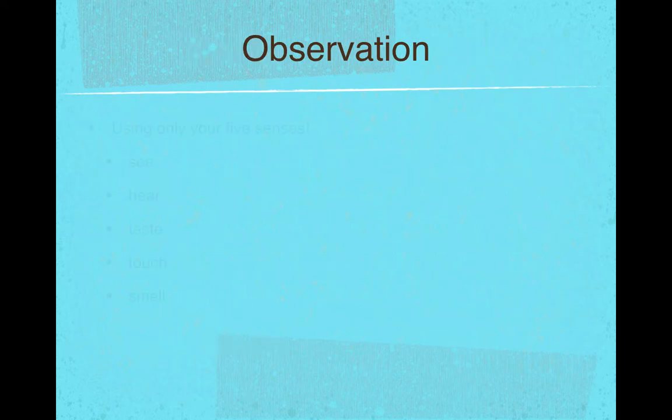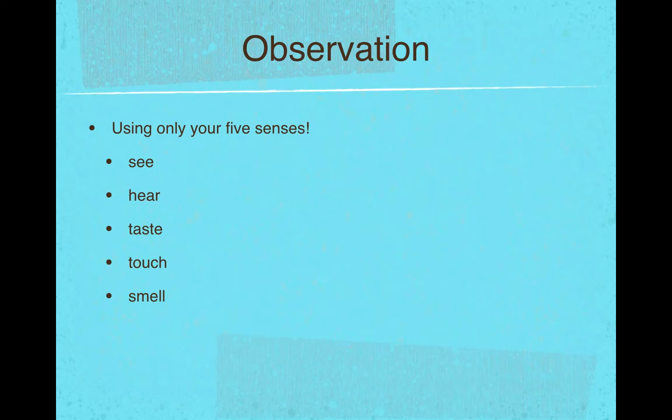Okay. Observations. This is simply using your 5 senses that you learned way back in kindergarten to observe the item or the phenomenon. So you can see, you can hear, you can taste, you can touch, and you can smell. Most of the time, we are not going to taste in lab, so please do not do that unless specifically given instructions by your teacher that it is okay. Please do not taste anything this week in lab. We don't want you to ingest any of the chemicals that we will be dealing with.